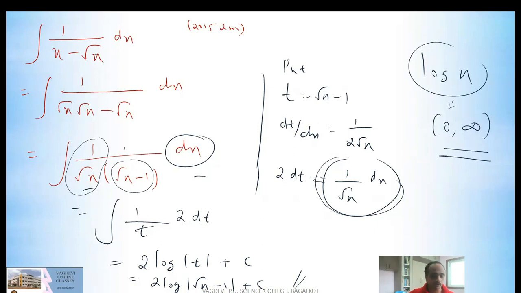So put mod. But in our Karnataka theory exam, sometimes we don't write the modulus because we assume that it is always positive and you can drop the mod. But it is better if you write the mod for the log function.